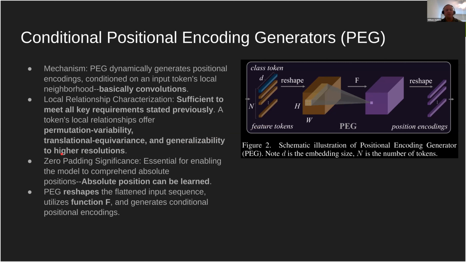Zero padding is important because the idea is that these convolutions are learning how a voxel or a pixel relates to its neighbors, which is probably enough information to get position. But the question is how would you get absolute position? They do an ablation study that seems to indicate that zero padding is significant for getting the absolute position of a particular voxel.